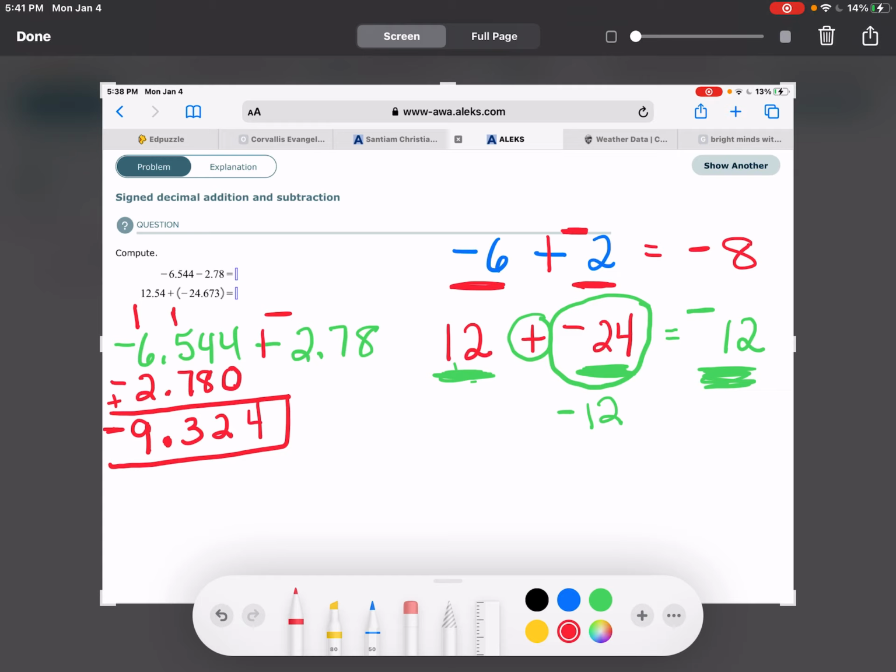Then I have this 12.54 plus a negative. The parentheses are just to help keep from getting confused about where the minuses and pluses and everything are. It's not doing anything weird. It's just marking where the number is so that you can hopefully see that. Everybody tends to confuse that.